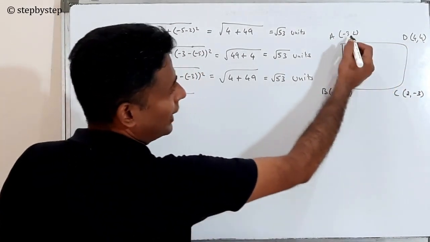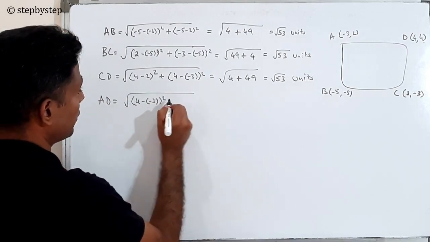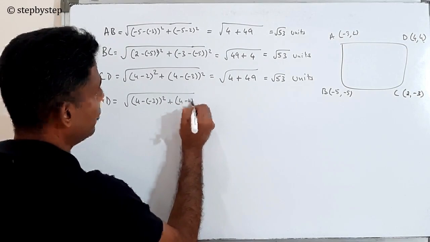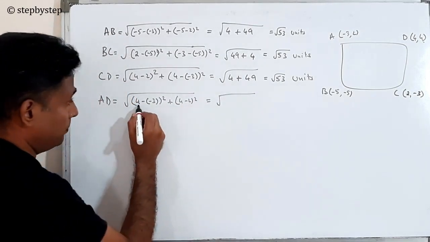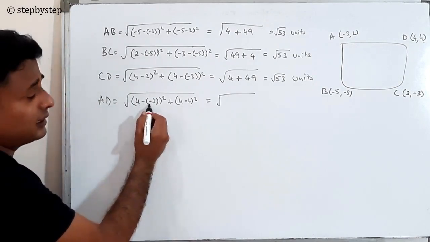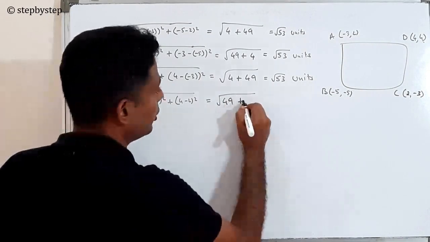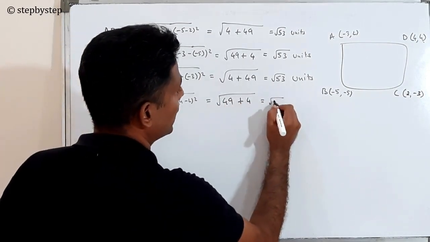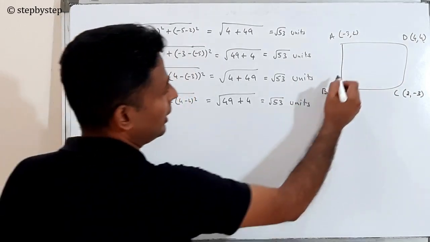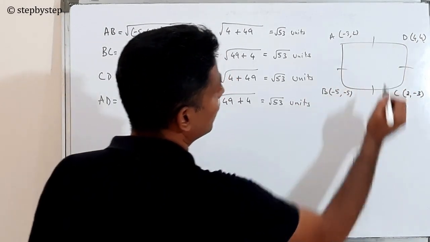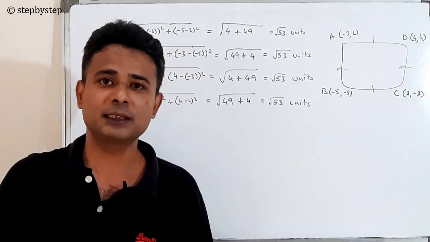I'll again take this as x2, y2. So I'll get 4 minus of minus 3 whole square plus 4 minus 2 whole square. 4 minus of minus 3, 4 plus 3, 7. 7 square is 49. 4 minus 2 is 2. 2 square is 4. So again I get root 53 units. So we have AB equal to BC equal to CD equal to AD. All four sides are equal, which means it is a rhombus.